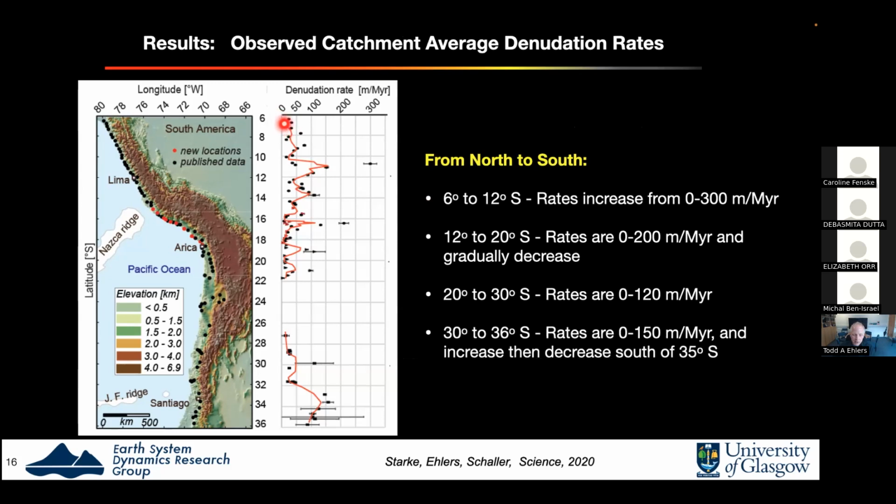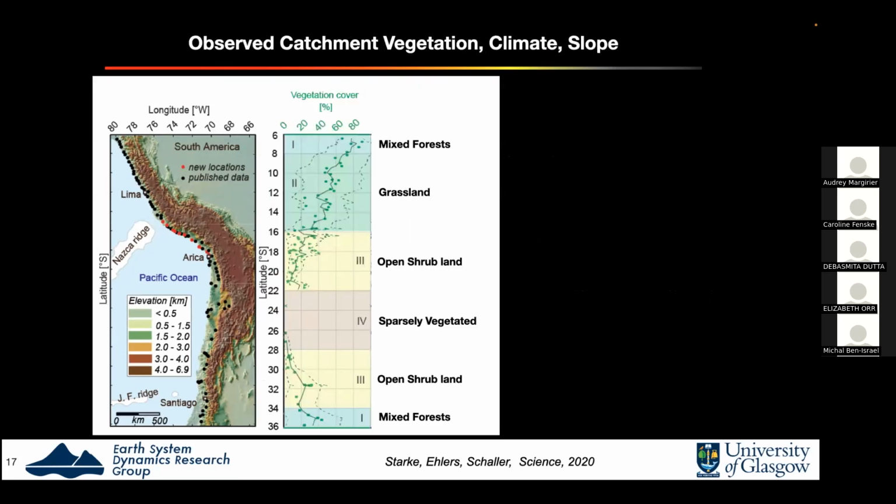You have very low denudation rates in the more tropical areas close to the equator here. It increases and then steadily decreases as you approach the Atacama region here, stays low across the Atacama. And then as you start to go further south again, where it starts to get wetter, those denudation rates start to increase close to levels you saw further in the north. So there seems to be some sort of symmetry in the denudation rates around this hyper-arid zone. I mentioned comparisons to a variety of different other data sets.